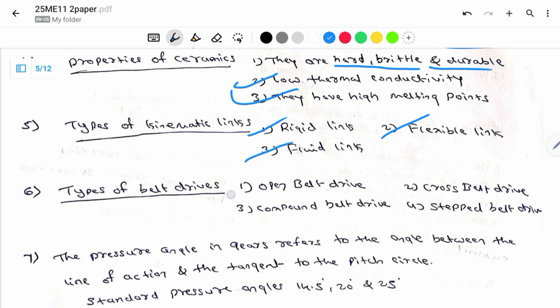Types of the belt drive. So open belt drive, cross belt drive, and compound belt drive. So stepped belt drive. So these are the types of the belt drive. Here you will get easy marks for this one.